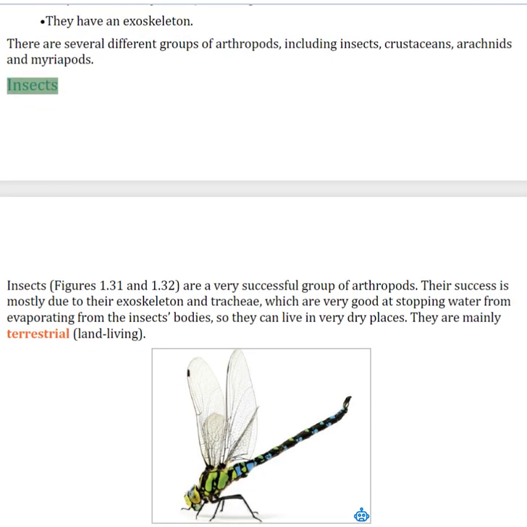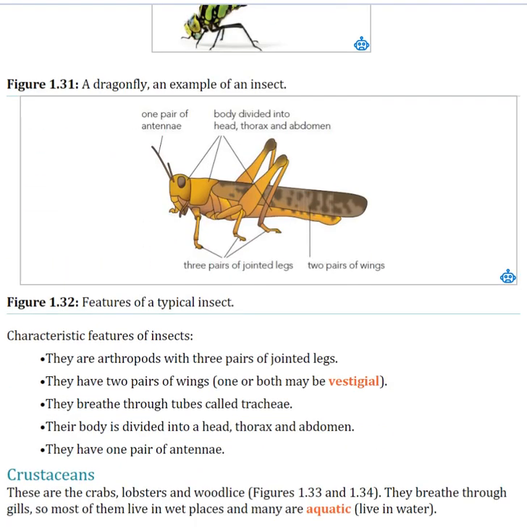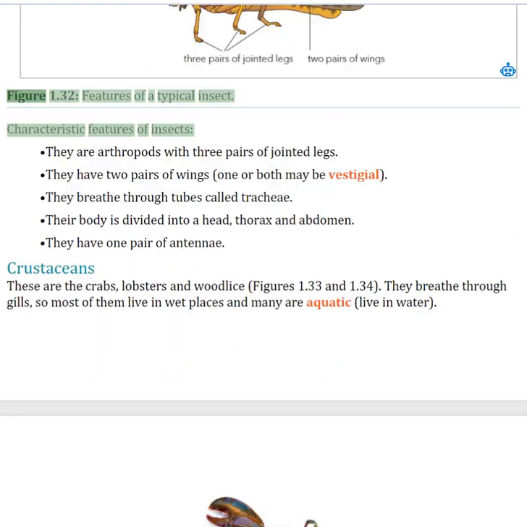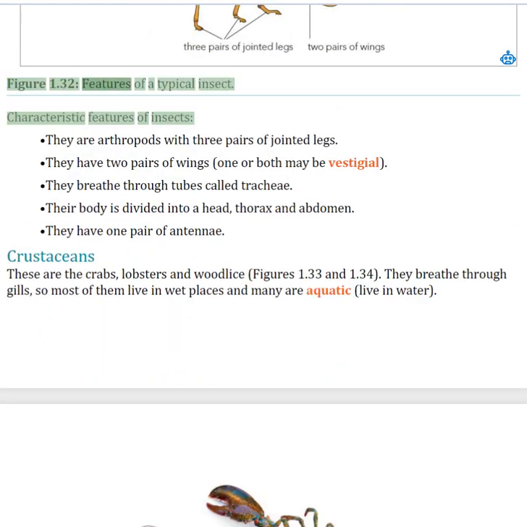Insects. Insects are a very successful group of arthropods. Their success is mostly due to their exoskeleton and tracheae, which are very good at stopping water from evaporating from the insects' bodies, so they can live in very dry places. They are mainly terrestrial. Figure 1.31, a dragonfly, an example of an insect. Figure 1.32, features of a typical insect.